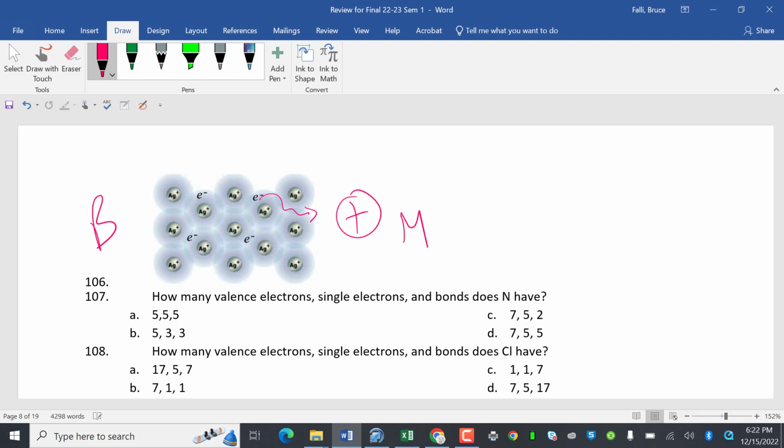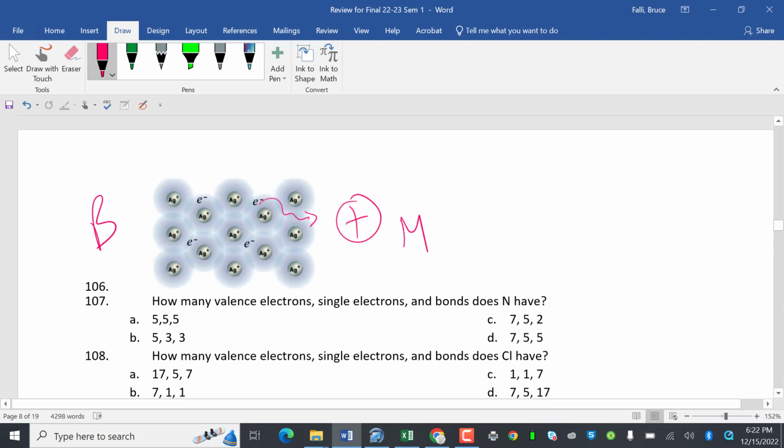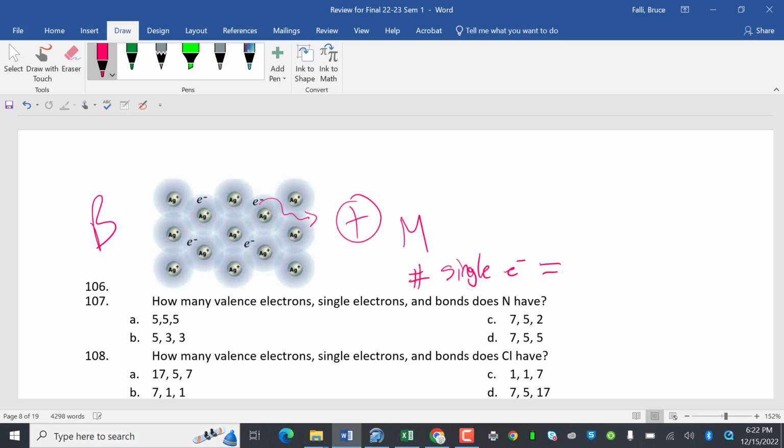All right, 107. Popular question in class today: how many valence electrons, single electrons, and bonds does nitrogen have? What you need to know is that the number of single electrons equals the number of bonds. Nitrogen is in column 15, so it looks like this when I draw the little dots. So it has 5 valence electrons, 3 single, 3 bonds.